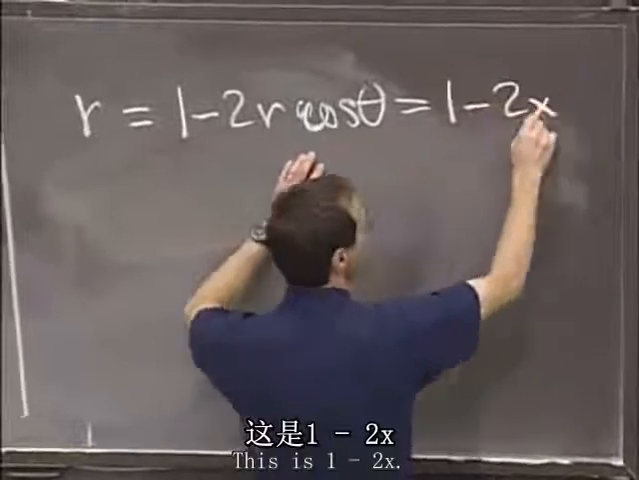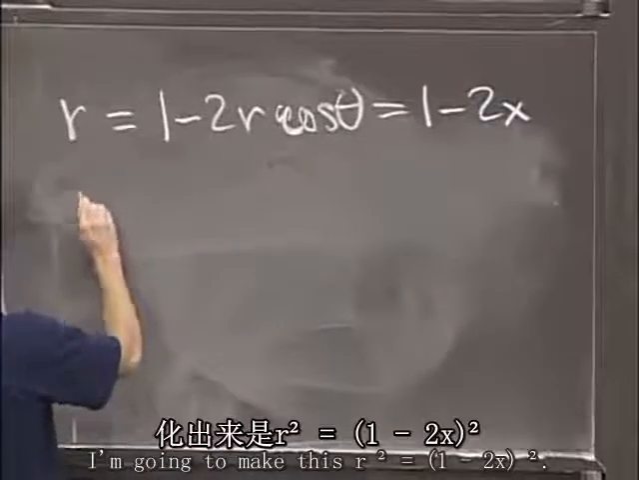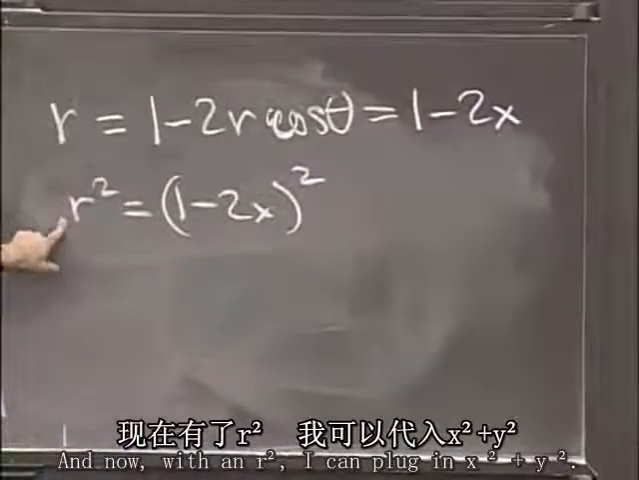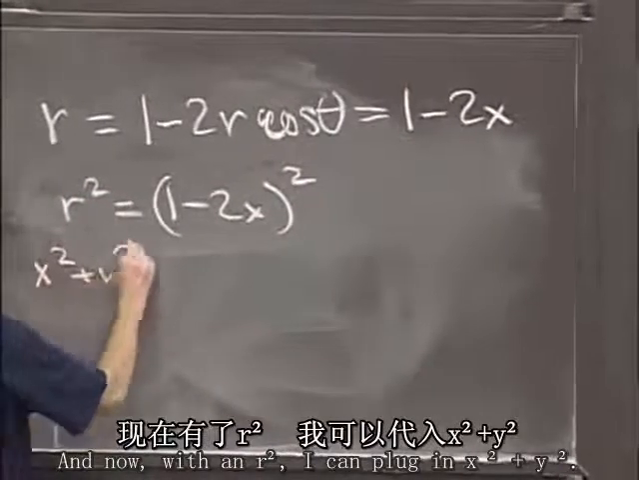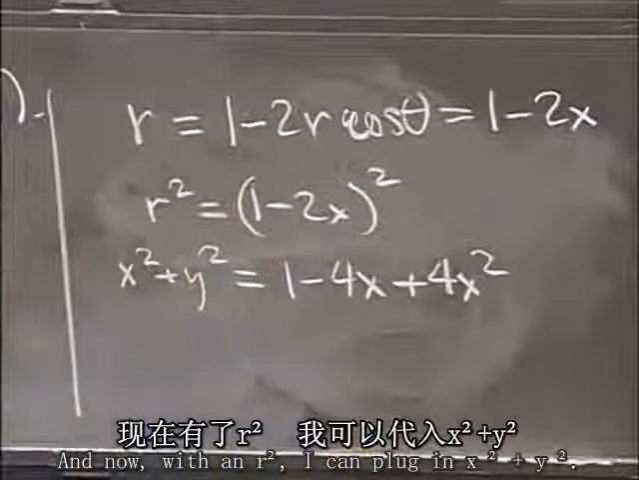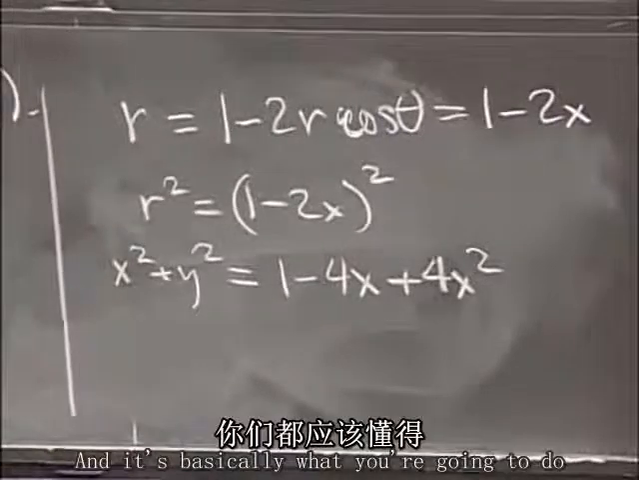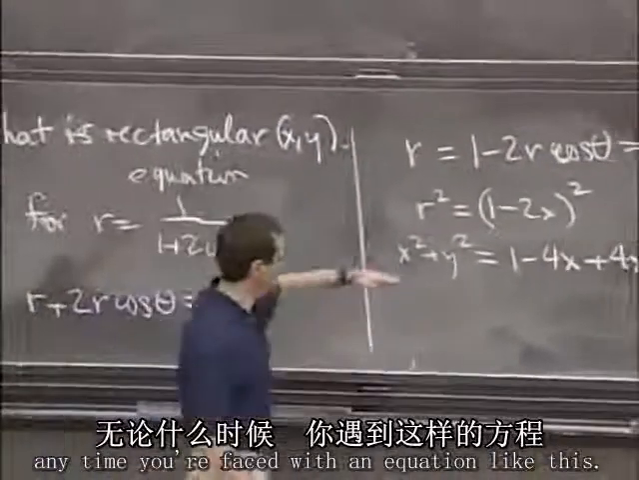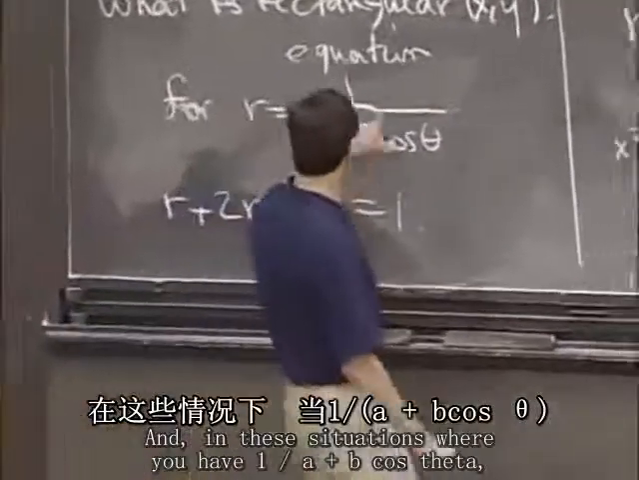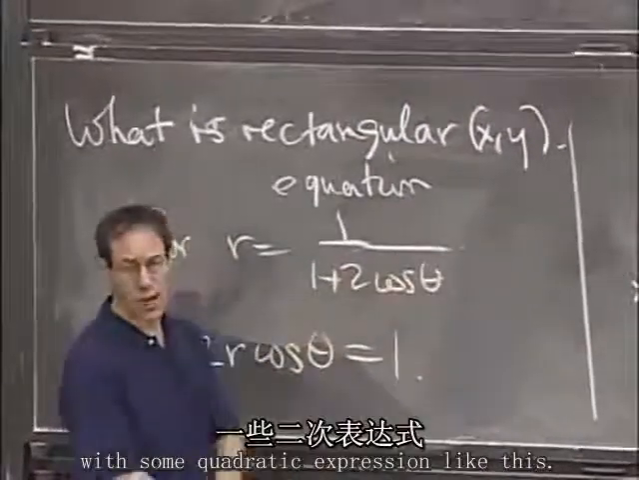This is 1 minus 2x. And this guy I'm going to square now. I'm going to make this r squared equals (1 minus 2x) squared. And now with an r squared I can plug in x squared plus y squared. All right? So this is a standard thing to do, and it's basically what you're going to do any time you're faced with an equation like this, is try to work it out. And in these situations, where you have 1 over a plus b cosine theta or sine theta, you'll always come out with some quadratic expression like this.